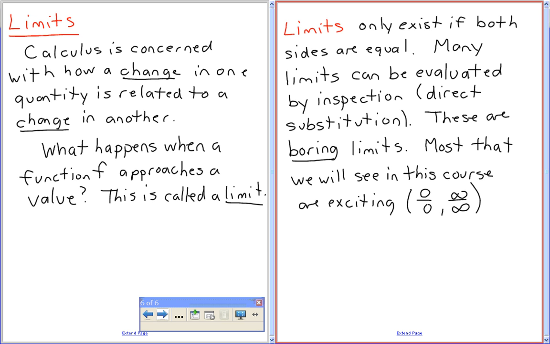Is exciting limit the correct term for that? I don't know, but it's every one you will see in calculus from here until you stop taking calculus. Okay, so I don't want to call it a boring one. I'll show you an example. Here's example 1, a boring limit.